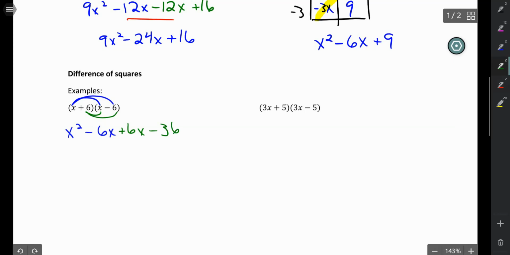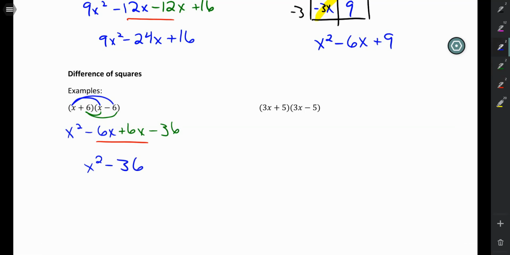All right, what happens when I combine my like terms? Negative 6x plus positive 6x leaves us with 0 x's. So there are no x's here in the middle. That means I'm not writing plus 0, because who writes plus 0? That would be silly. We're just writing minus 36. Our terms in the middle disappear.